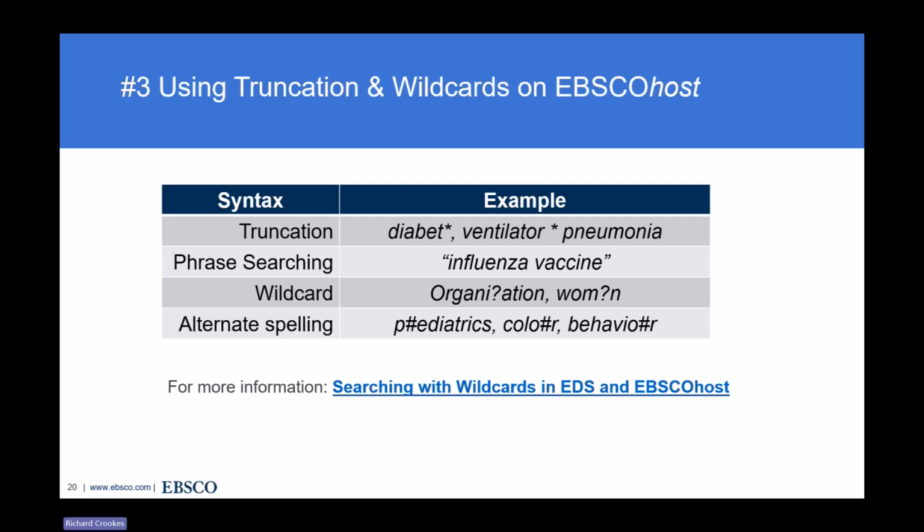So wildcard, single character replacement, for example, organization, or woman or women, replace the appropriate character there with the question mark. And for alternate spelling, you can use the hash wildcard. So for example, pediatrics, P hash ED, etc. would find both variations, and color with O hash R for the alternate spelling, and also behavior, B-E-H-A-V-I-O hash R. Okay, we do have more information again available via EBSCO Connect, and the link is shown here.